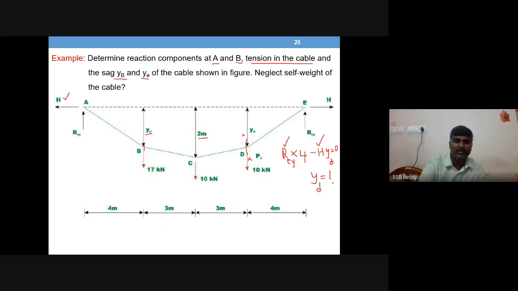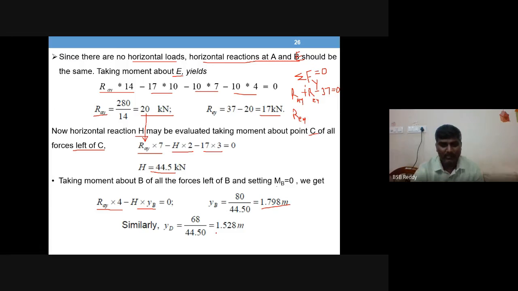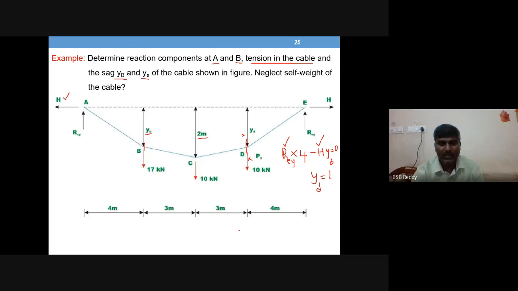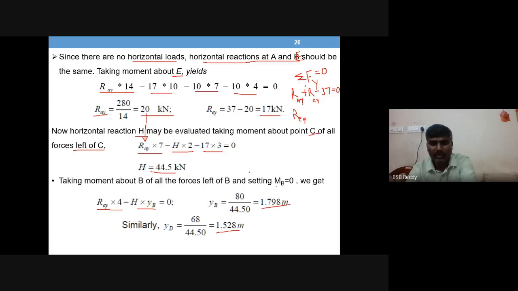So that is done here. YD you are getting 1.528 meters. So more sag towards left, less sag towards right. That you see because of unsymmetry. On the left you have more load, so sag is more. On the right-hand side from center, less load, less sag. This is 1.798, whereas YD is 1.528.